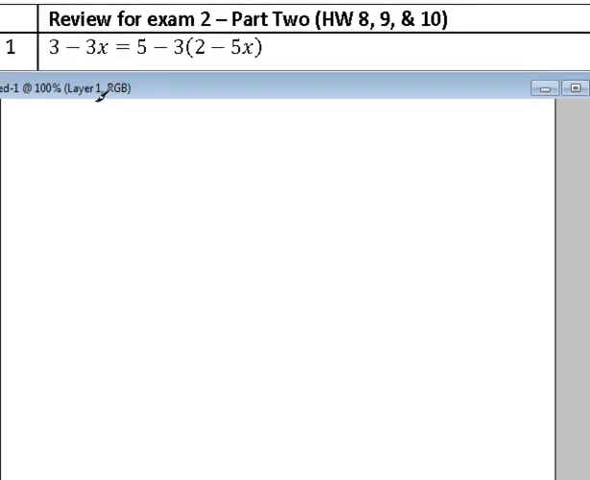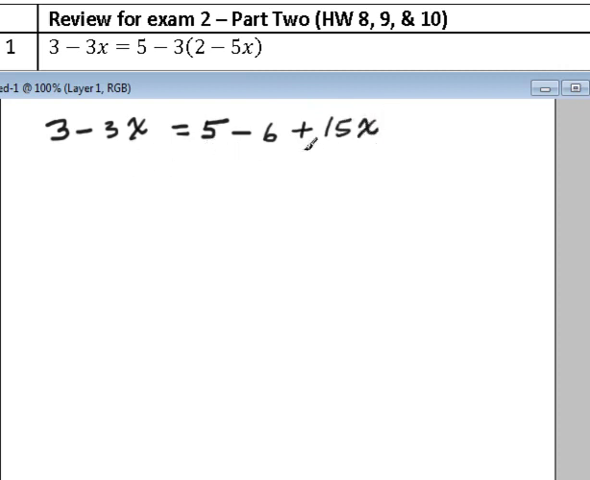Number 1 in Review for Exam Part 2 is a linear equation, and we're going to start by simplifying the right-hand side. Okay, so here we go. 3 minus 3x is equal to 5, and now we're going to distribute the minus 3. Minus 3 times 2, so we have minus 6, and minus 3 times minus 5x, we have plus 15x.